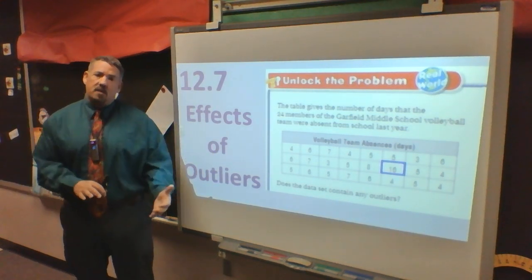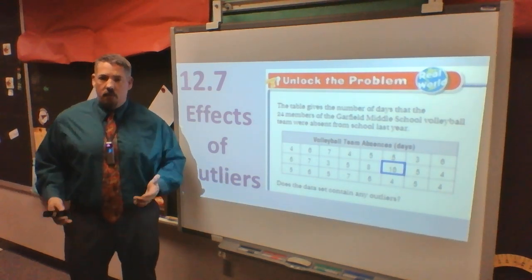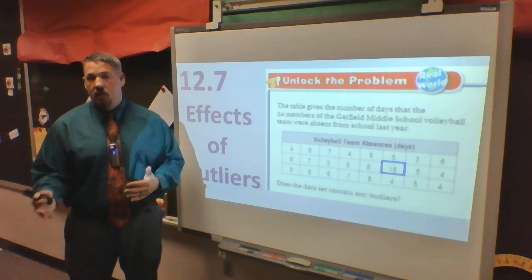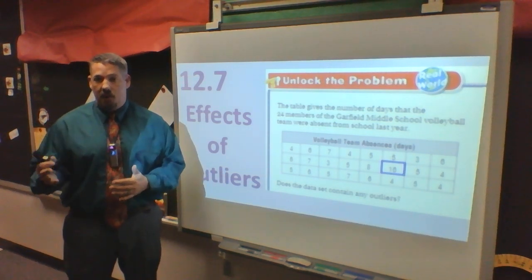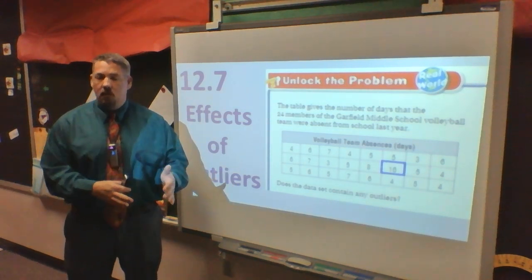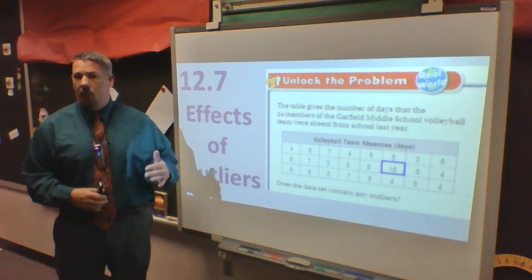So our goal for this lesson is to understand two different pieces. Number one, what an outlier is and how I identify it. But then, how does that affect my median, which we talked about in the last lesson with mean, median, mode, plus the range. And how does it affect my mean, or my average, which we've done for the past couple of lessons. So just a quick review.